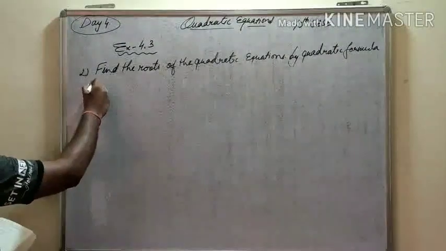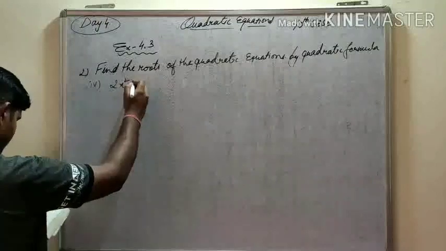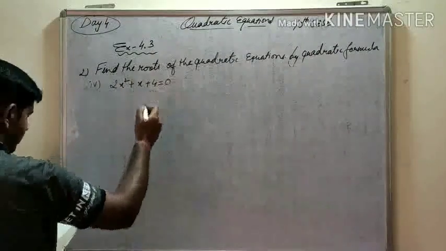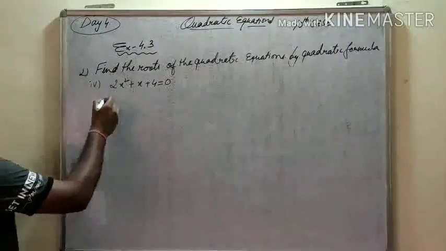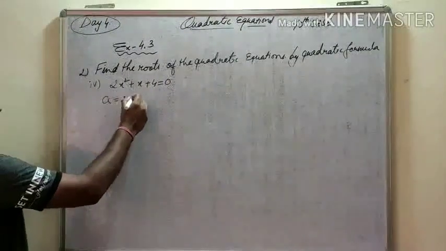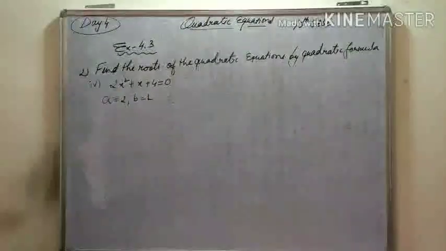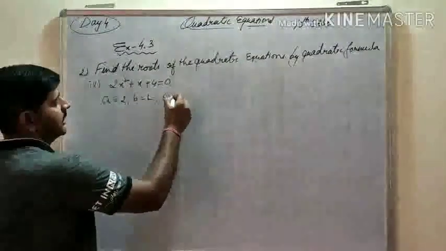It's fourth, which is 2x square plus x plus 4 equals 0. Let's recognize: a is 2, b is 1 because x contains an invisible 1, and c is 4.